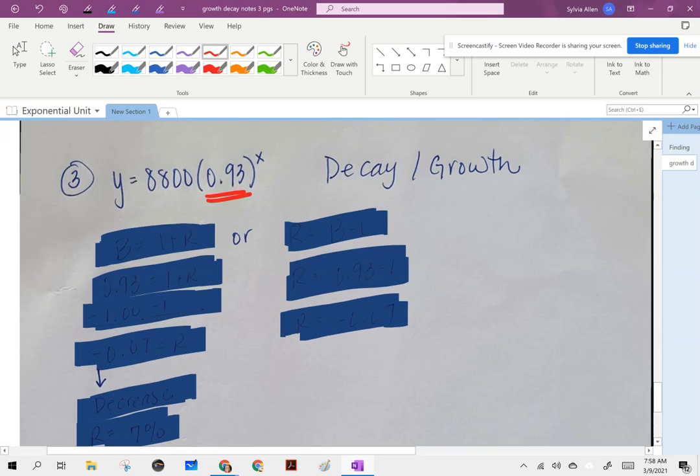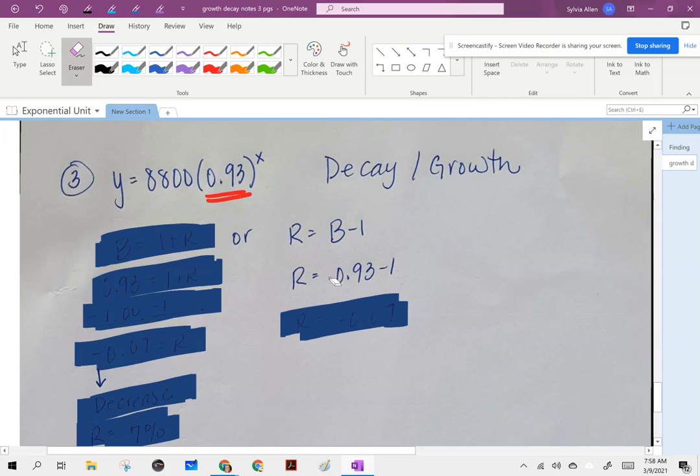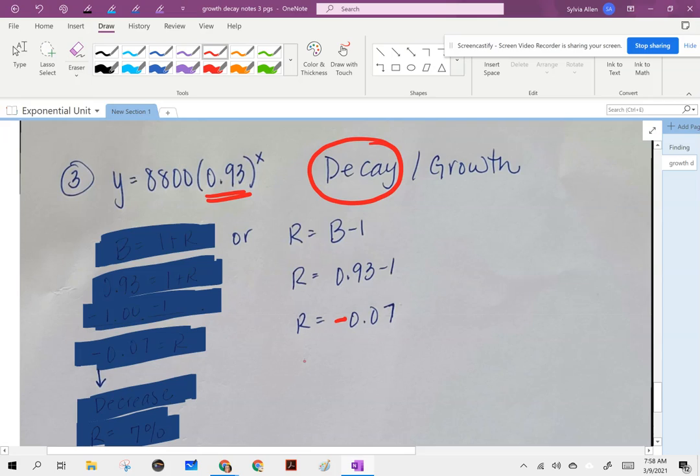Okay, hopefully you could see that this is a number smaller than 1. Let's go ahead and look at, before we determine decay or growth, let's go ahead and just find the rate of decrease or increase. So the rate is going to be 0.93 minus 1, which gives me a negative 0.07, which that negative is going to tell me that it's decay. And then the rate is going to be 7%.